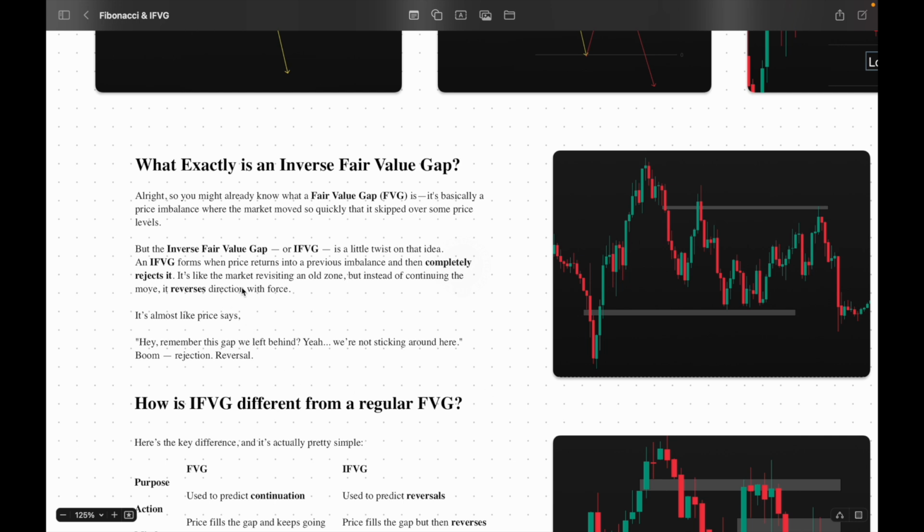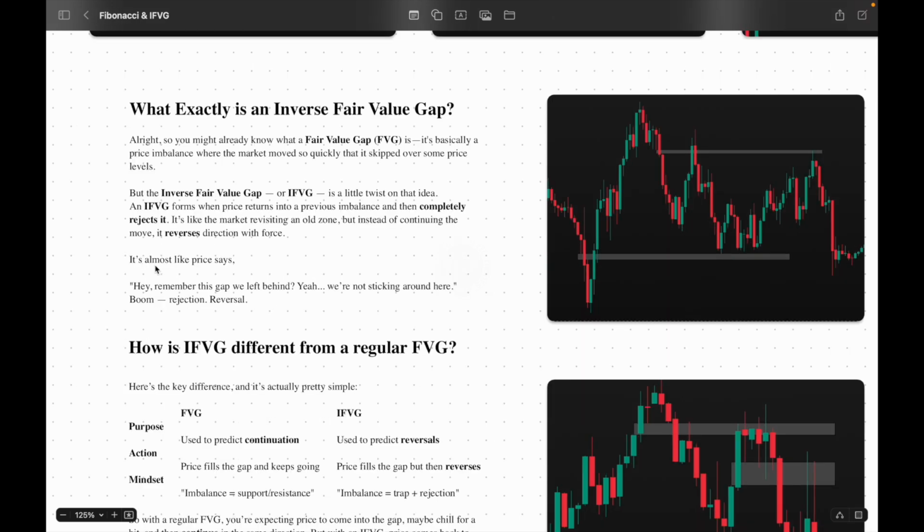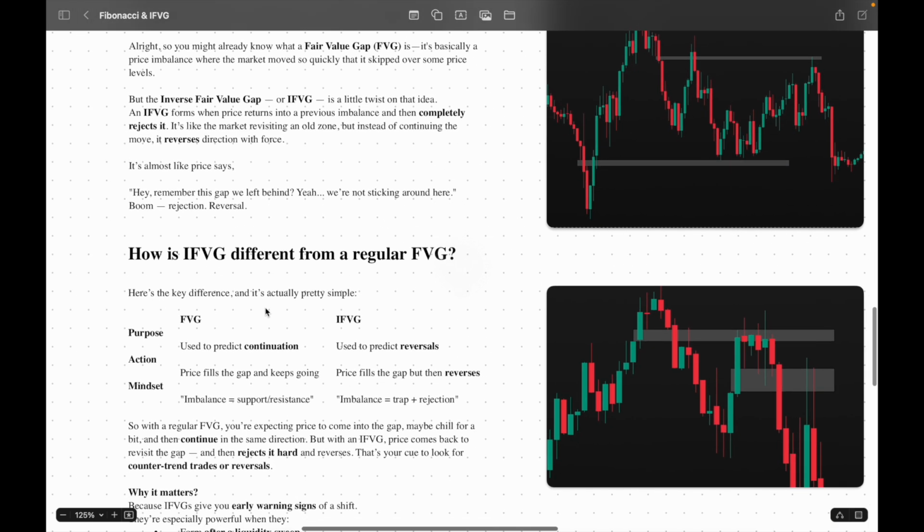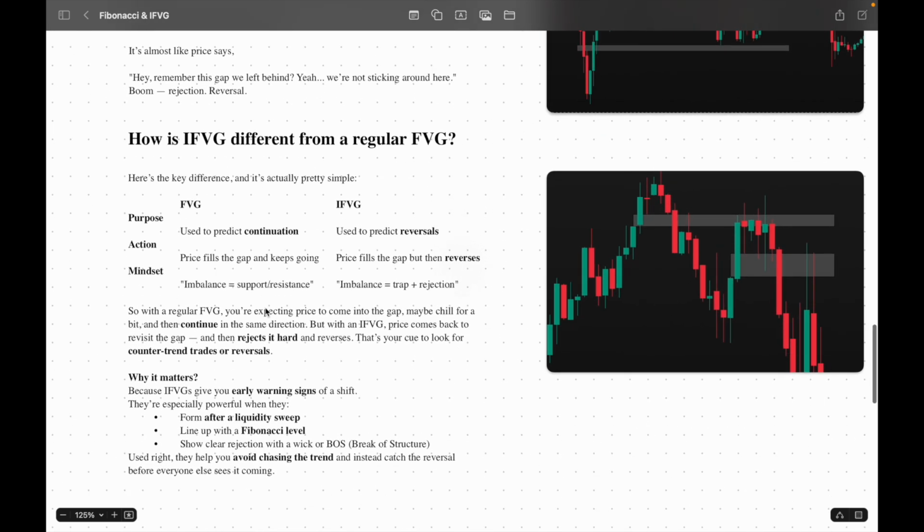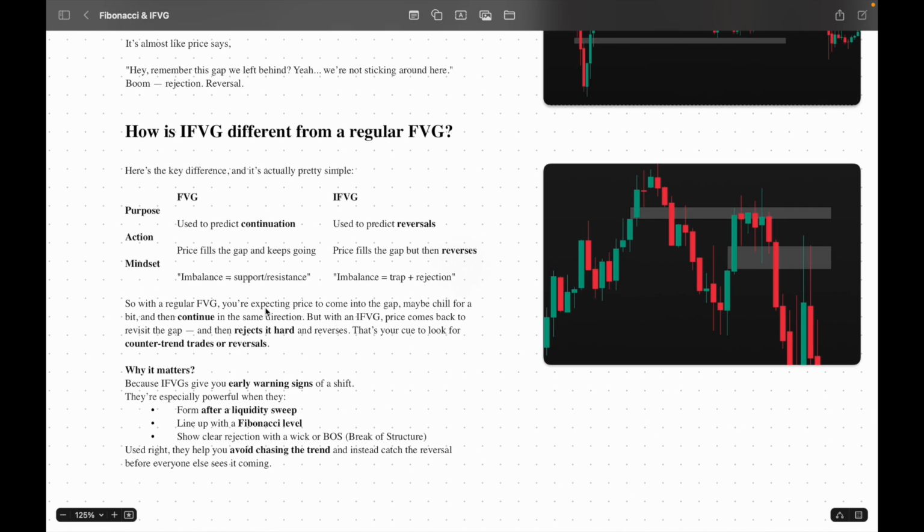So here you can see it's an old fair value gap zone, but instead of continuing the move, it reverses direction with force. Here's a nice thing. It's almost like price says, hey, remember this gap we left behind? You're not sticking around here. Boom, rejection. But anyway, how is an inverse fair value gap different from the regular fair value gap?